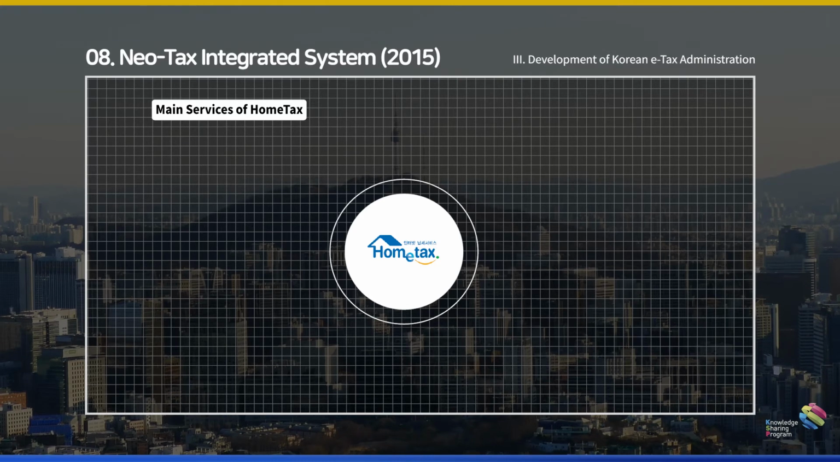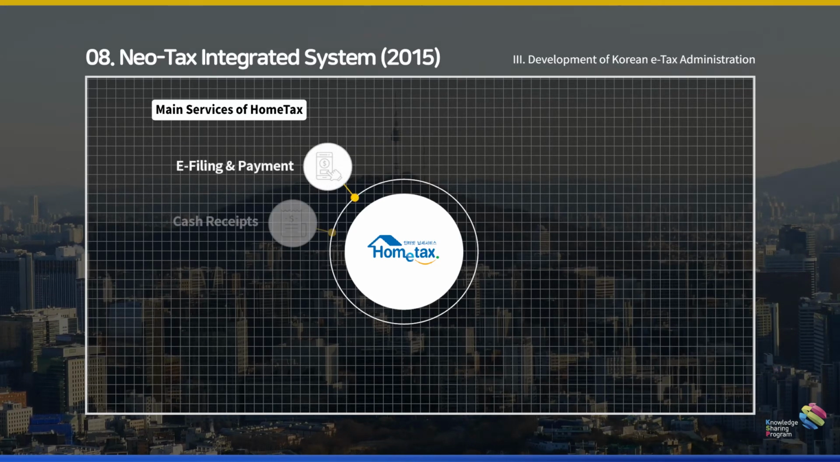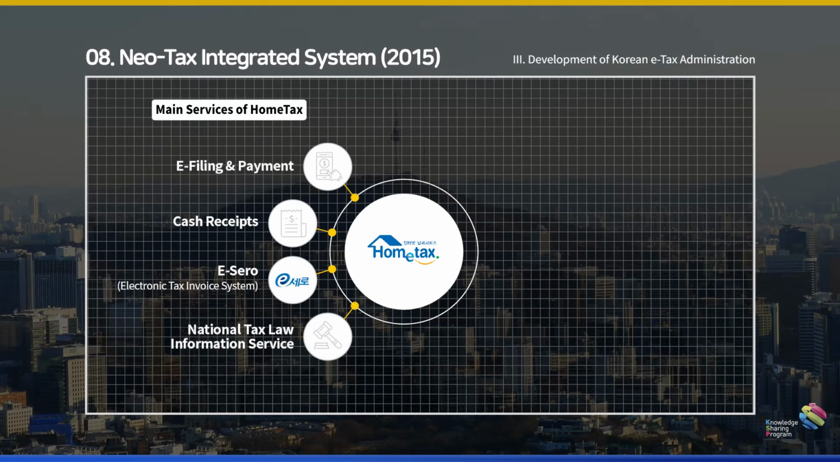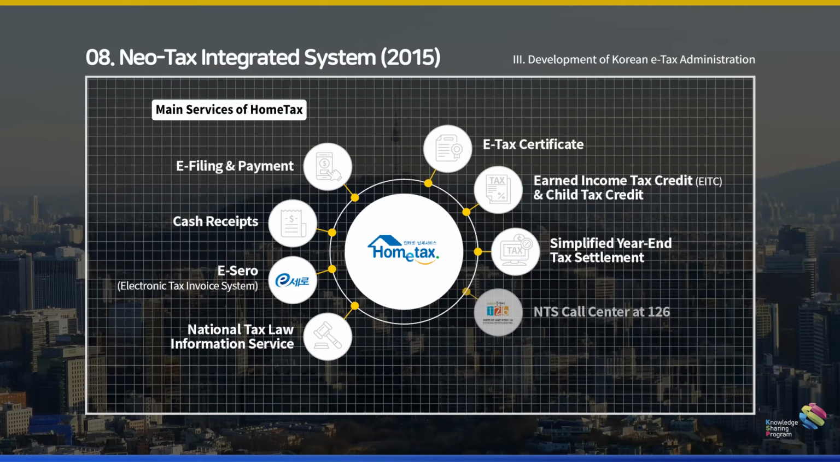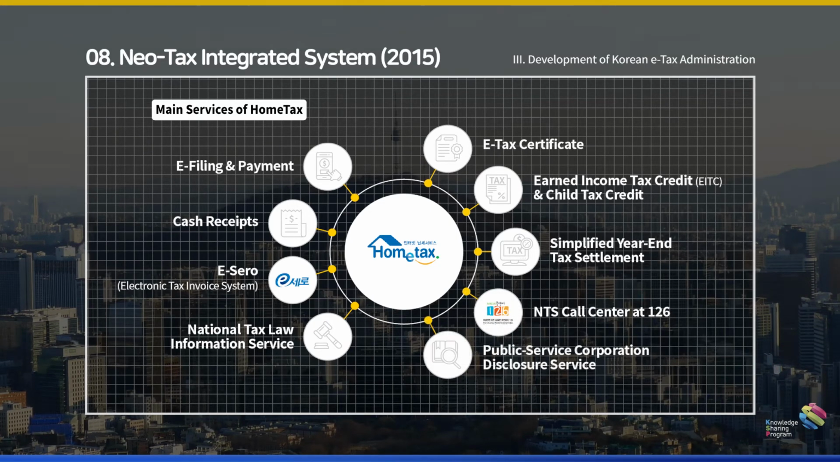The renewed main services include e-filing and payment, cash receipts, e-Sero, the National Tax Law Information Service, e-tax certificates, earned income tax credits and child tax credits, simplified year-end tax settlements, the NTS call center, and finally, the Public Service Corporation Disclosure Service. All these services made the lives of taxpayers in Korea so much easier.